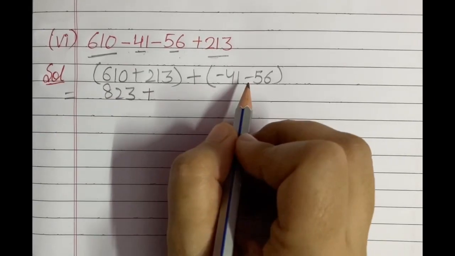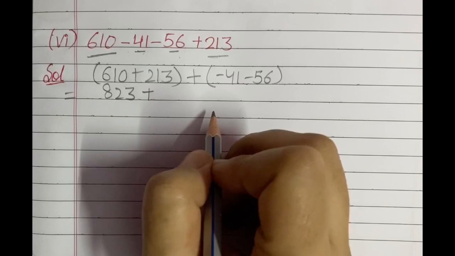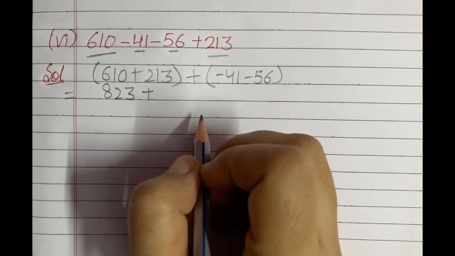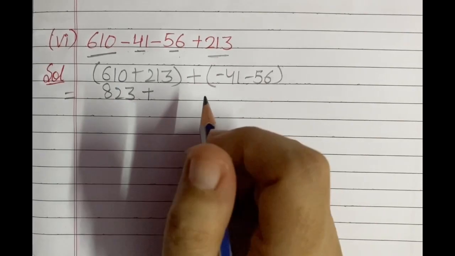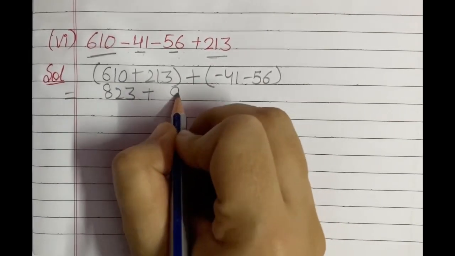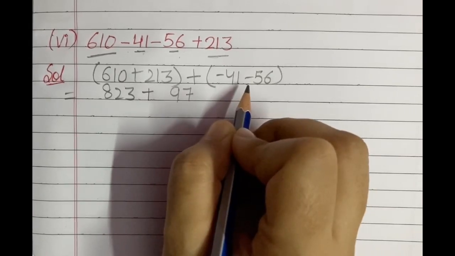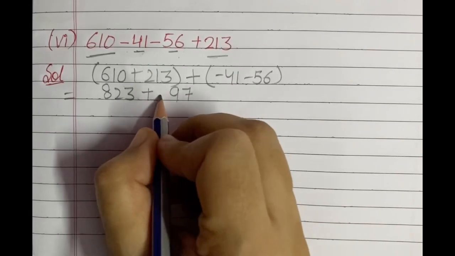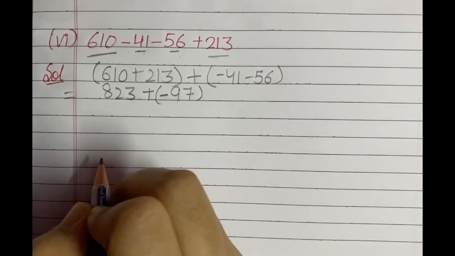Now on solving the second bracket, see, both the integers are negative. Both the integers are having common sign. That means what we have to do? We have to add them, and on adding 41 and 56, what we will get? We will get 97, and we have to take the common sign since both the integers are negative. So the common sign will be negative only, right? So that means minus 97.